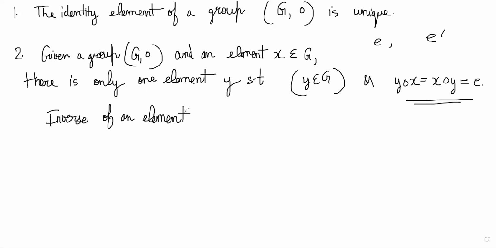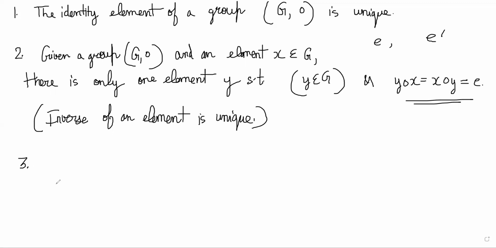You cannot have two inverses for the same element. Again, this is something that you should be able to prove yourself. And if you're struggling with it, please mention it in the comments. We will discuss the proofs in a later class.